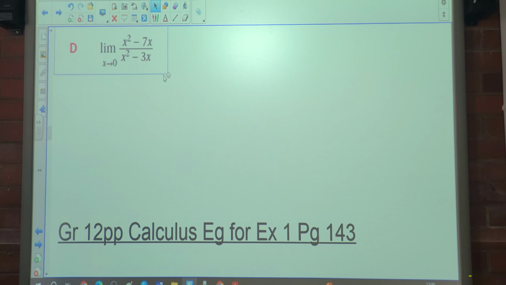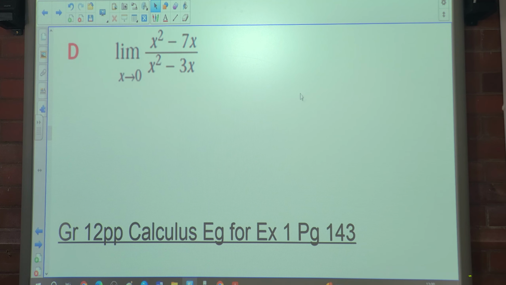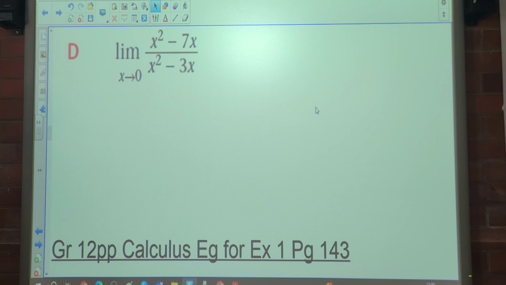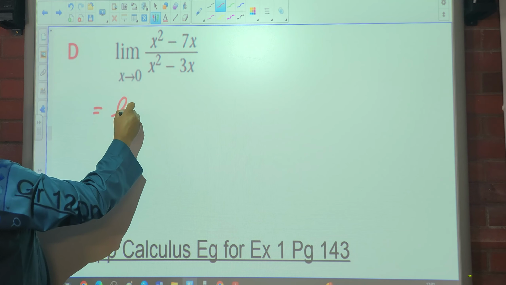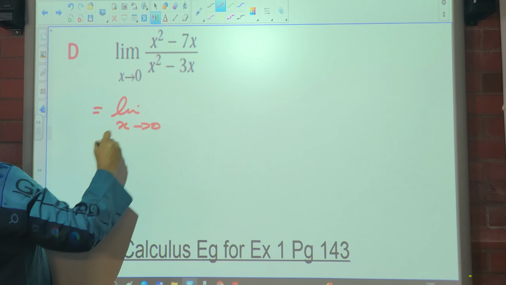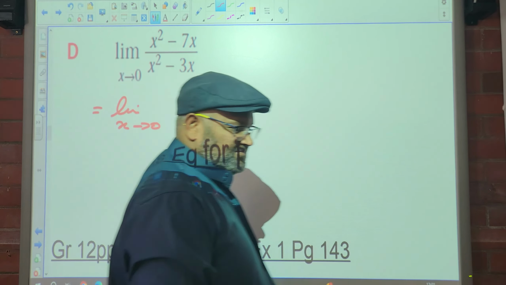People, let's look at D. You do this one quickly. You have the limit as x approaches 0. If I substitute 0 in here, what's going to happen? Undefined, a zero in the denominator. So what are you going to do in the numerator? Factorize. So it's the limit as x approaches 0. Factorize quickly.